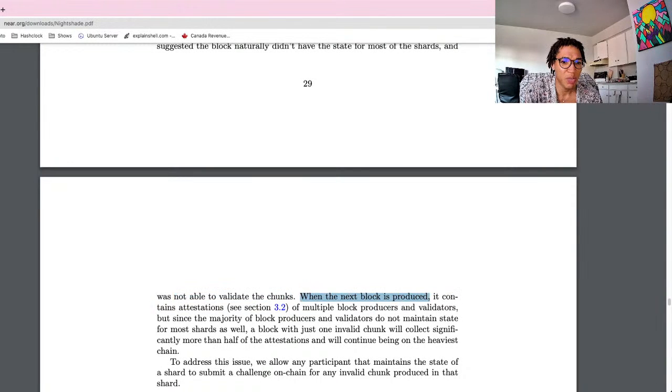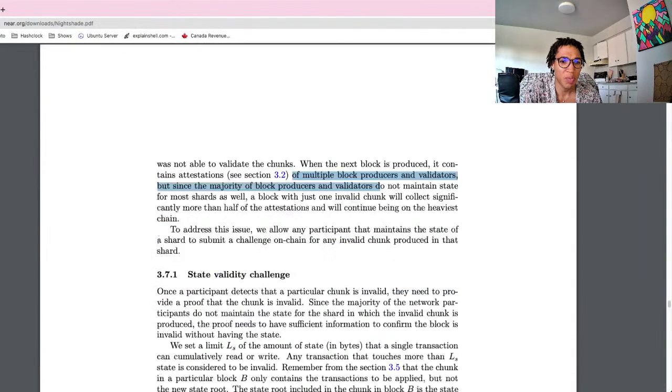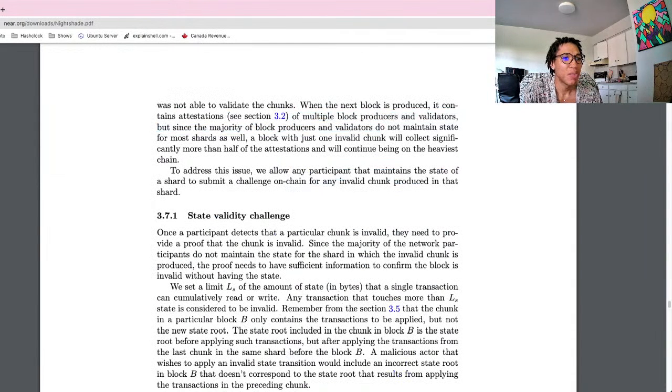When the next block is produced, it contains attestations of multiple block producers and validators. But since the majority of block producers and validators do not maintain state for most shards as well, a block with just one invalid chunk will collect significantly more than half of the attestations and will continue being on the heaviest chain. To address this issue, we allow any participant that maintains the state of a shard to submit a challenge on chain for any invalid chunk.